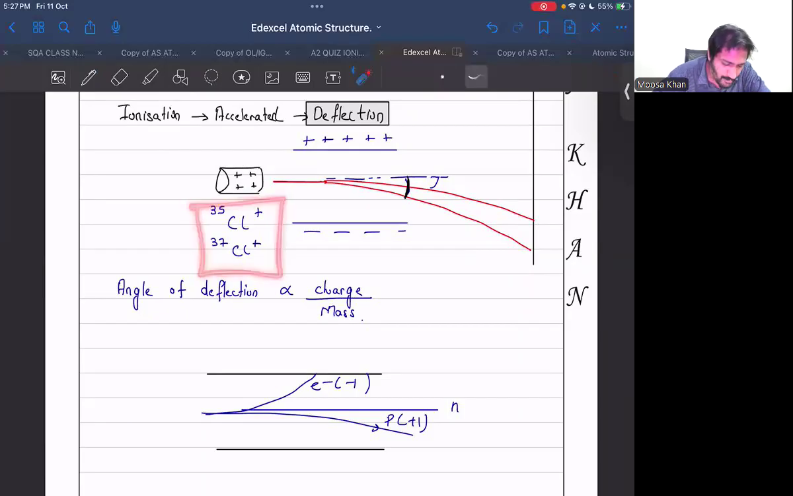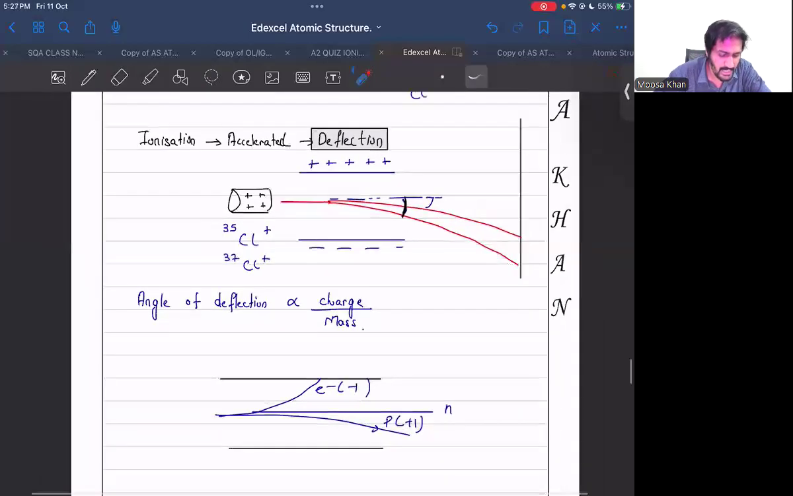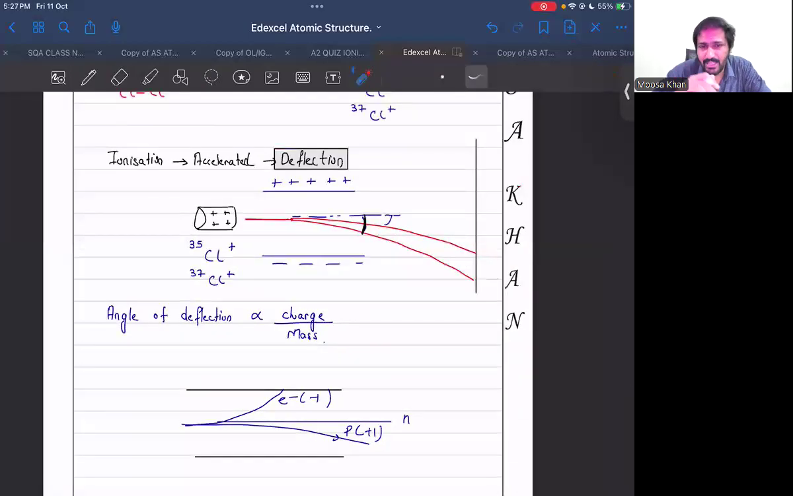They both have positive one charge. And when they pass through the same electric field, they experience the same value of force. And when they experience the same value of force, the particle which is heavier will be deflected at a smaller angle. The particle which is lighter will be deflected at a larger angle. So chlorine-37 is deflected at a smaller angle, whereas chlorine-35 is deflected at a larger angle.